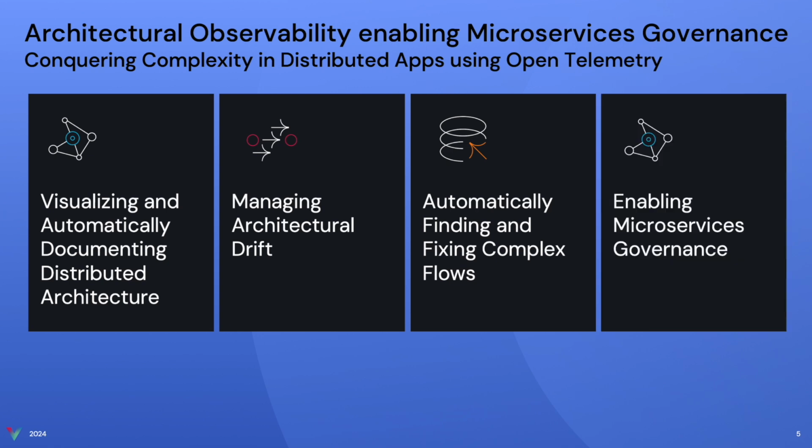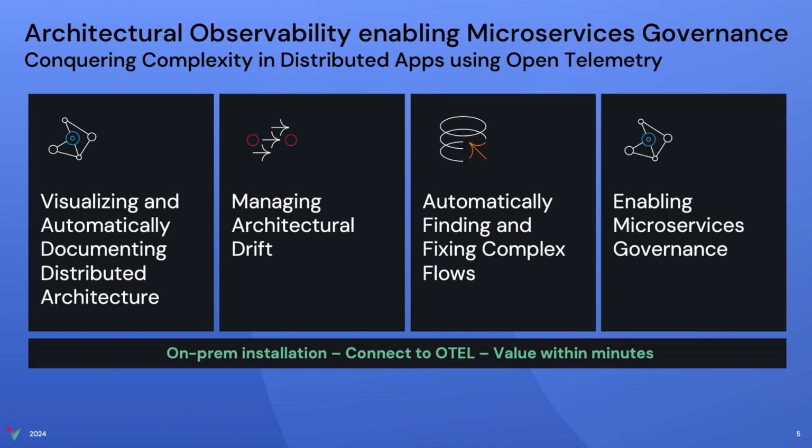Fourth, because vFunction maintains the architectural model in real time, it allows the team to set specific architectural rules, thereby enabling the enforcement of architecture and being able to get alerts when such rules are violated. These may include data access governance as well as different service dependencies. All this value is created through on-prem installation while leveraging OpenTelemetry, thereby getting to value within minutes.